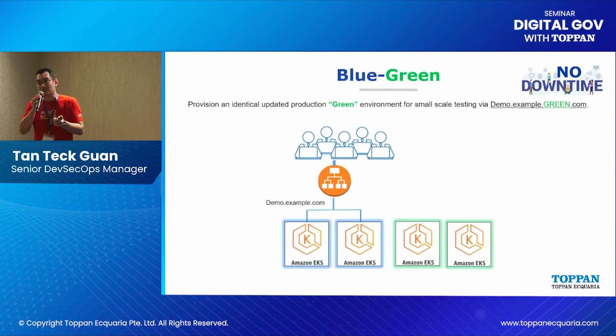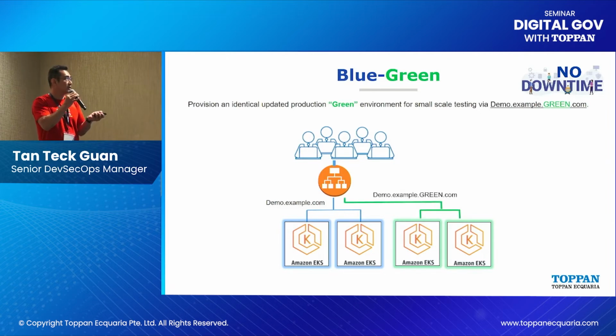So another approach to cloud native benefits will be blue-green deployment. So what does it mean by a blue-green environment? That means you provision the identical green environment using your infra as code, your Terraform, your CloudFormation. Your green environment may be a newly patched system with new services running. You can call it, for example, demo, example.green.com.